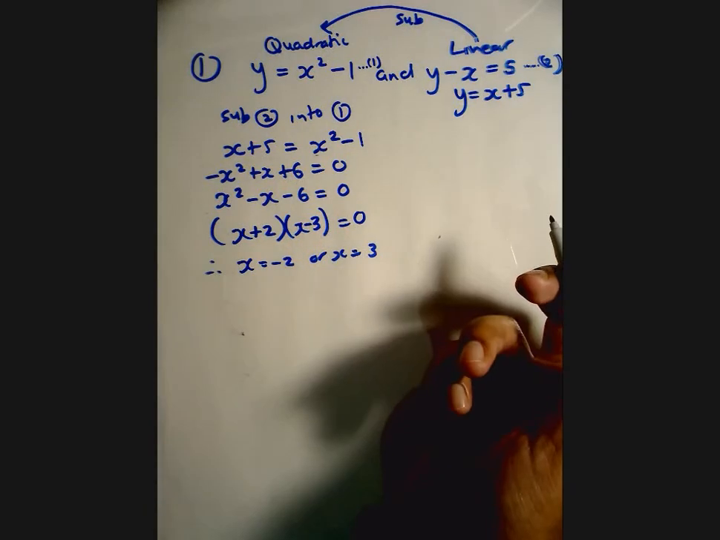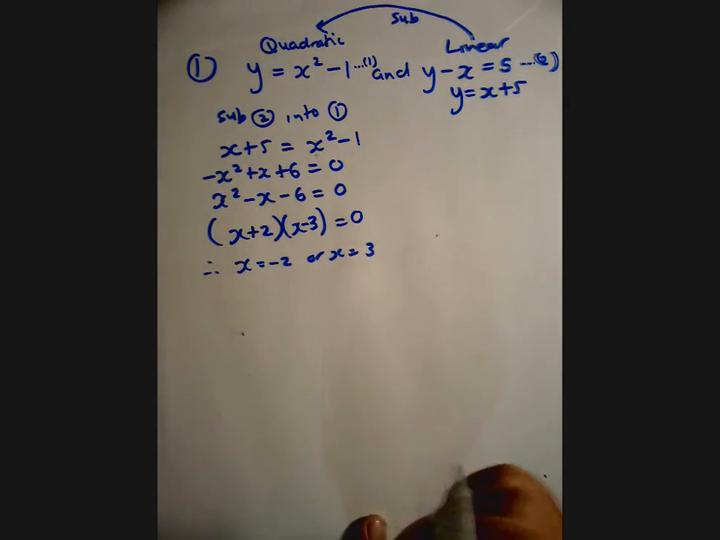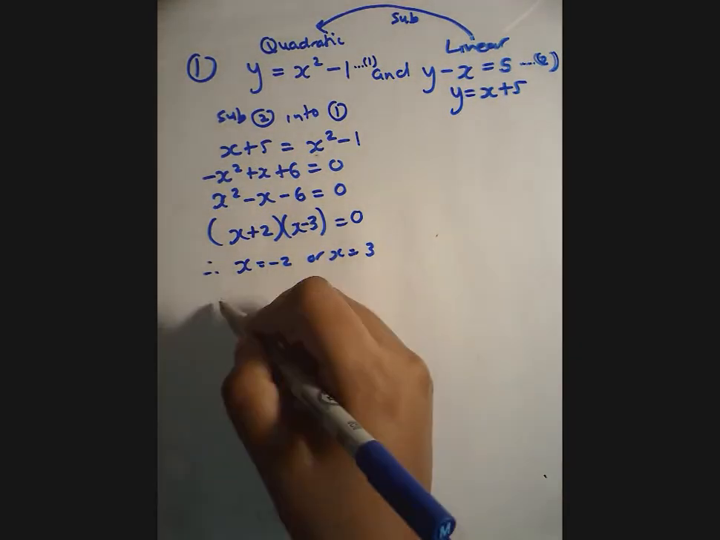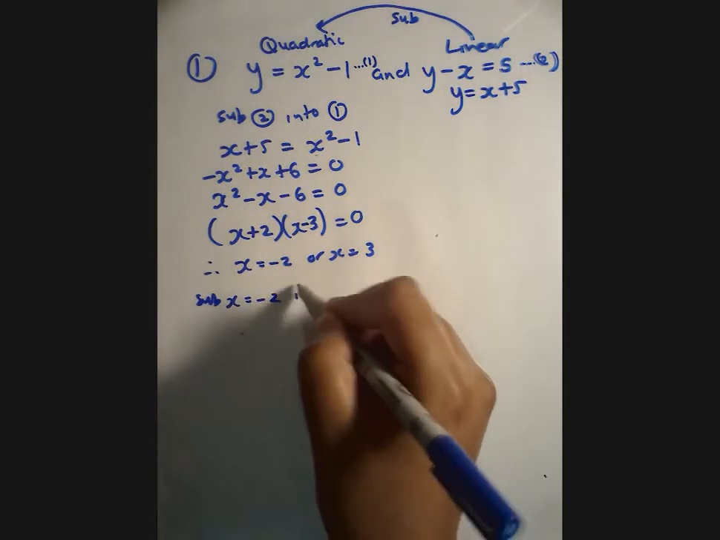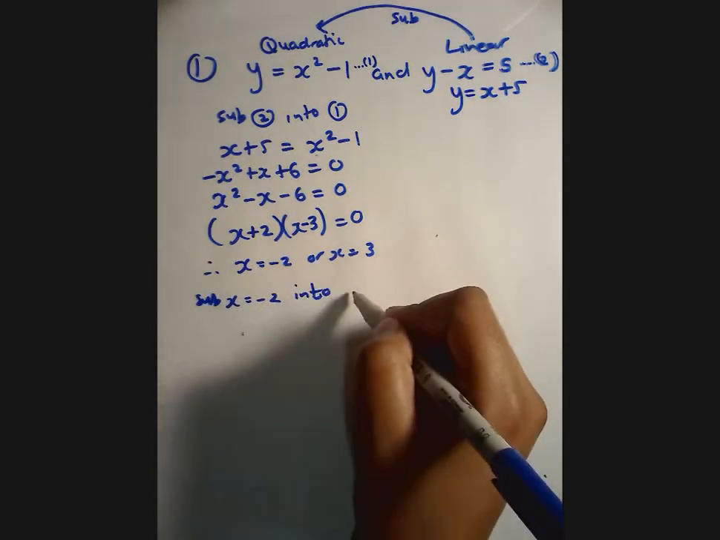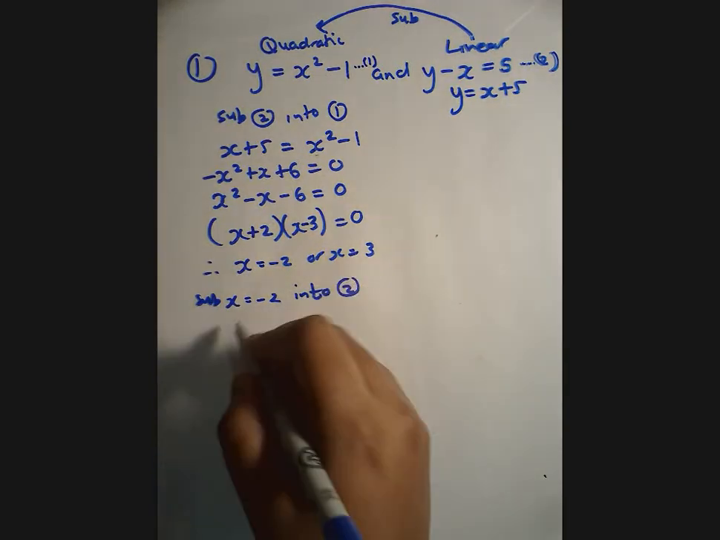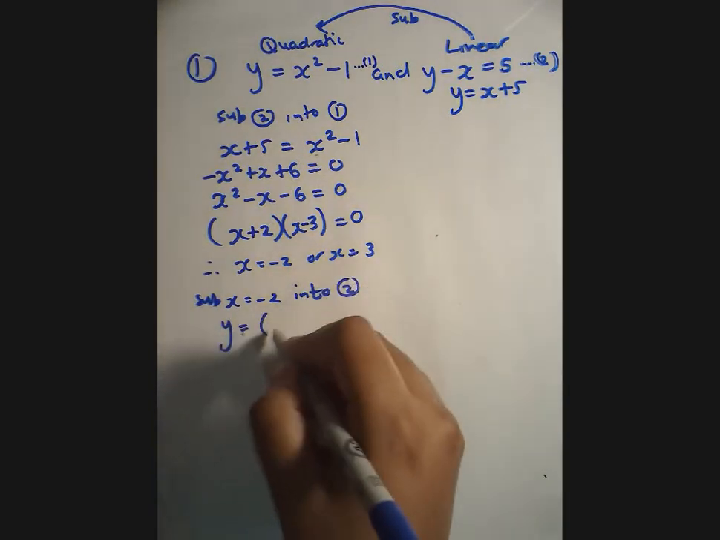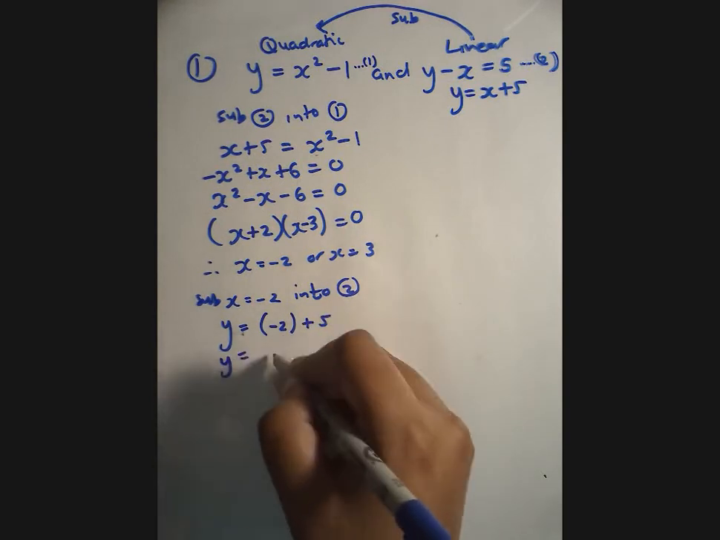But am I done? No. Now I need to find my y values. So when I find my y values, I'm going to substitute x equal to minus 2 into whichever equation, but I think the second one is easier, so number 2. So you say your y is equal to, open brackets. Remember, brackets are very important. If you type this in your calculator, you're going to get a positive 3.